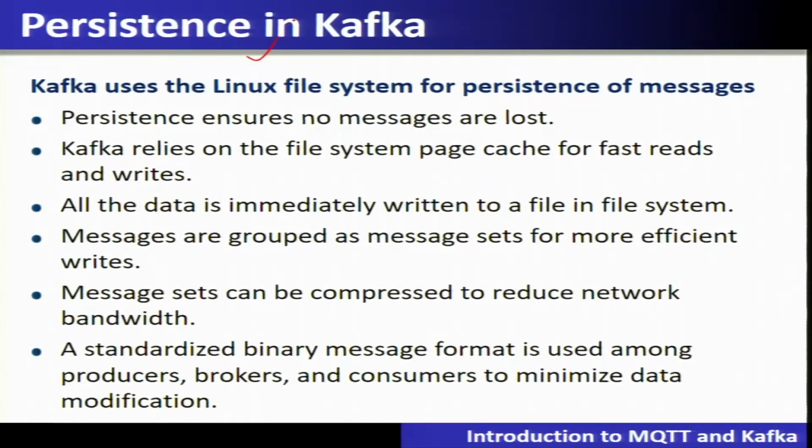Let us see about persistence, how that is done in Kafka. Kafka uses the Linux file system for persistence of the messages. Persistence ensures no messages are lost. Kafka relies on the file system page cache for fast reads and writes. All the data is immediately written to a file in the file system, and the messages are grouped as a message set for more efficient writes. Message sets can be compressed to reduce the network bandwidth. A standardized binary message format is used among the producers, brokers and consumers to minimize data modification.